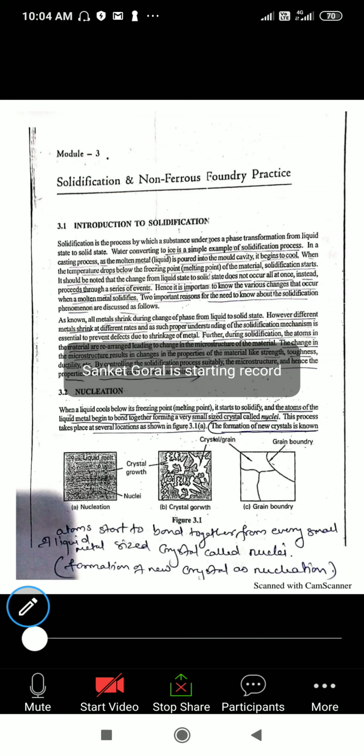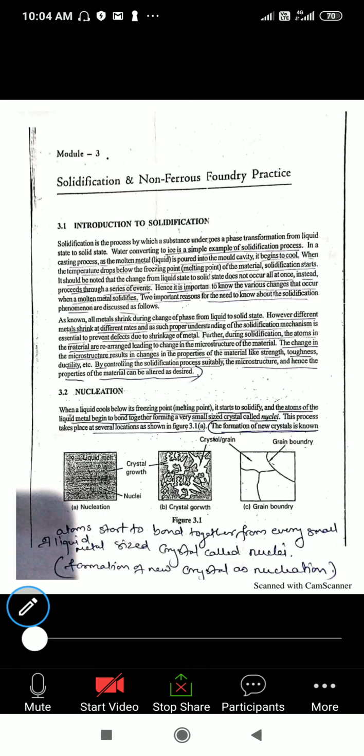Good morning, students. So, we are going to start today the new model, that is model number 3. Okay, the new model we are going to start now. So far, we have covered model number 1, model number 2, model number 4, as well as model number 5. Now this is the last model of your syllabus, that is model number 3.